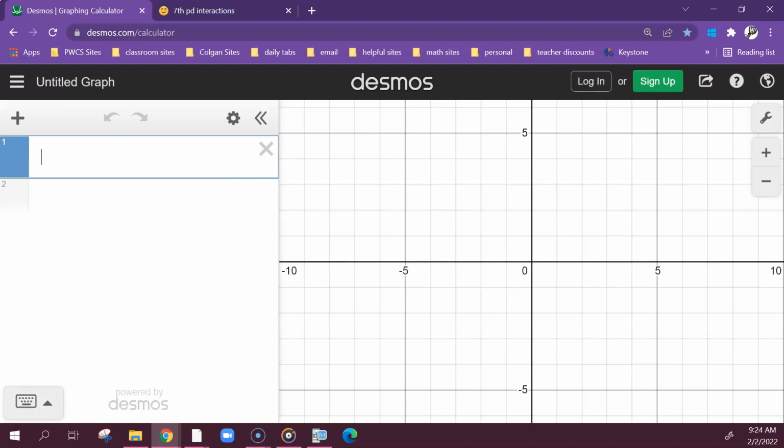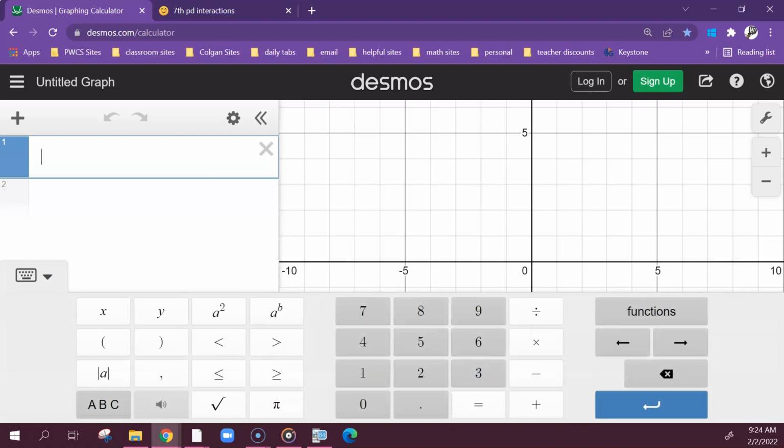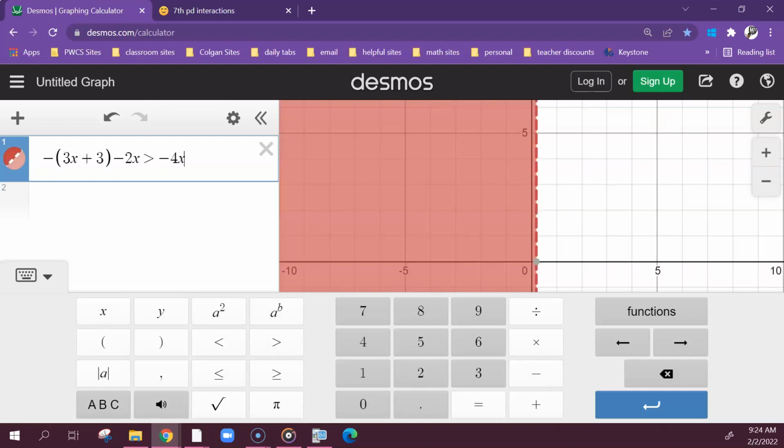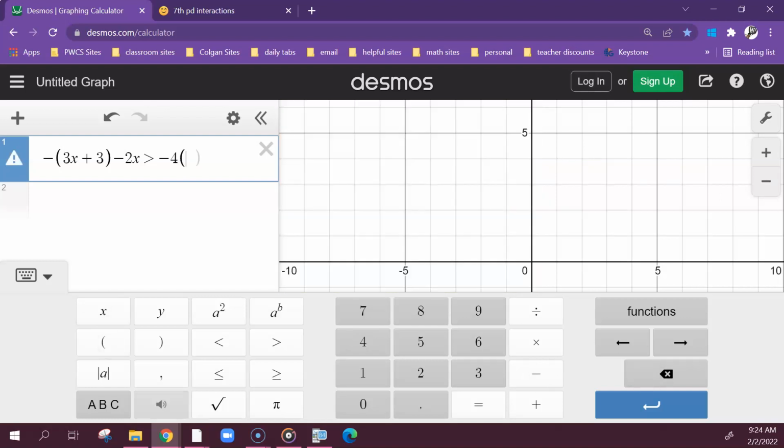So let's say I did that. I'm going to put my equation in for number 10. We have negative 3x plus 3. I forgot 3. Minus 2x is greater than negative 4x, not x. X minus 2 minus 2.